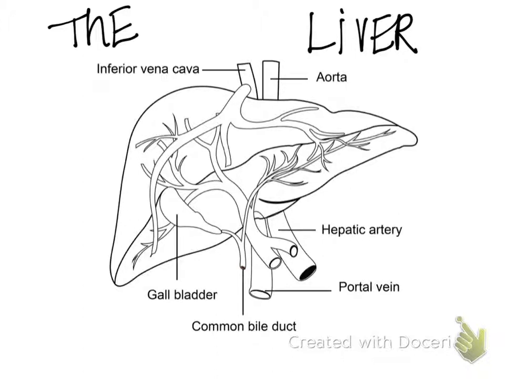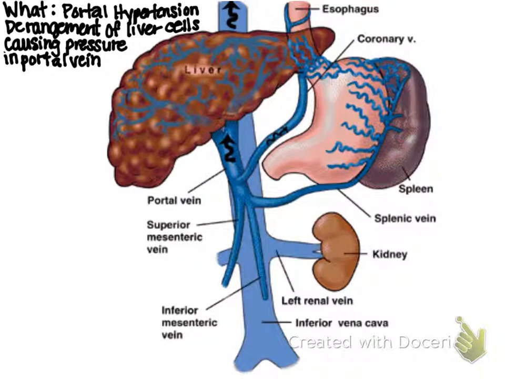And what happens with cirrhosis is there is a problem with the portal vein. There's a problem with hepatic flow here at the portal vein, coming up from the mesenteric. So what exactly is portal hypertension? It's a derangement of liver cells causing pressure in the portal vein.